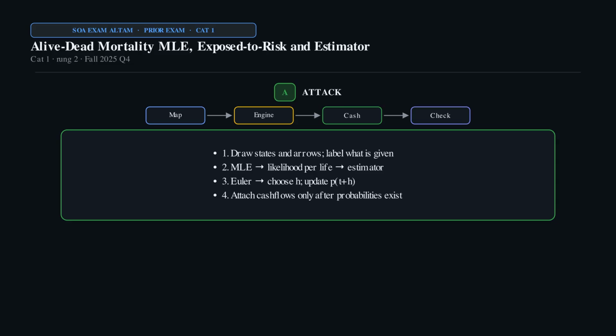Attack with the Category 1 checklist. Step 1: Draw states and arrows. Label what is given. Step 2: MLE likelihood per life, estimator.